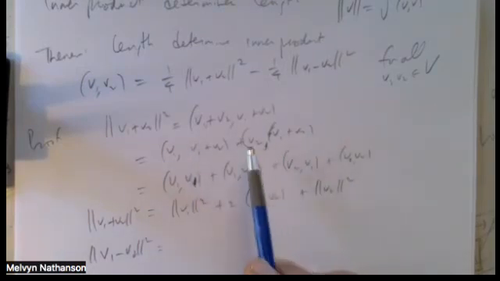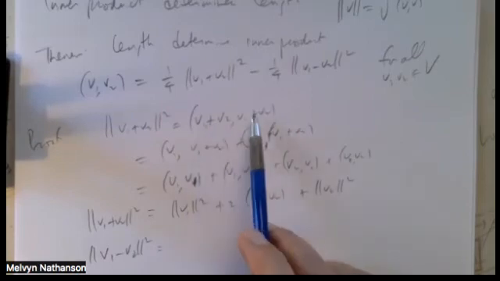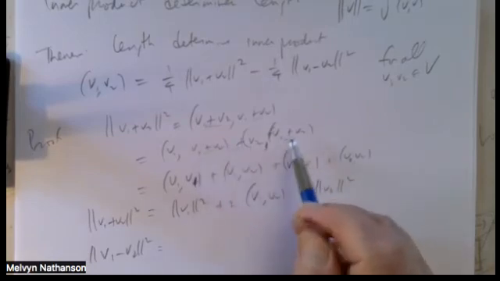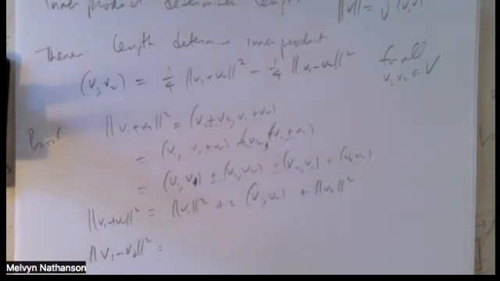So the length of v1 plus v2 squared is equal to this. And if I wanted to calculate the length of v1 minus v2 squared in terms of the inner product, I would have minus signs here. And I would end up with the length of v1 squared minus 2 times the inner product of v1 and v2 plus the length of v2 squared.